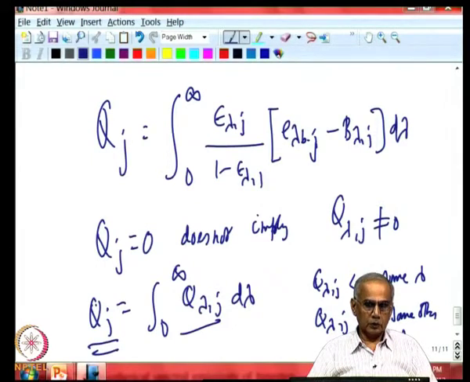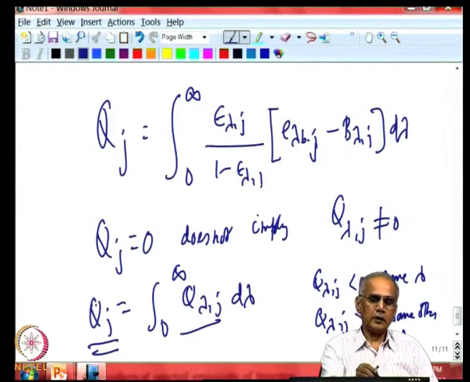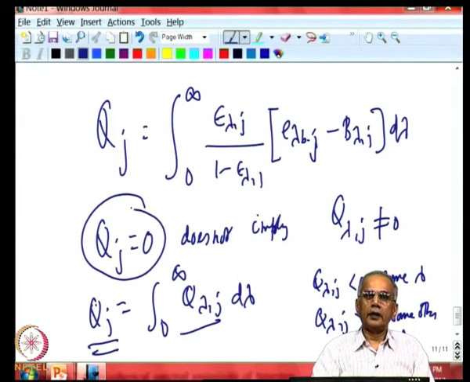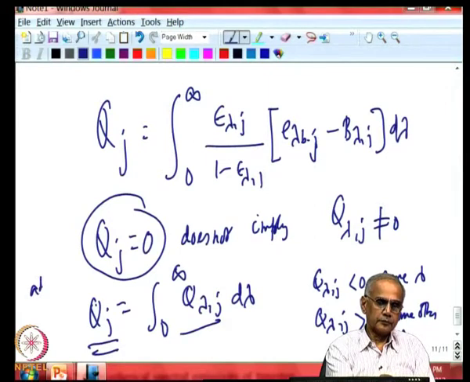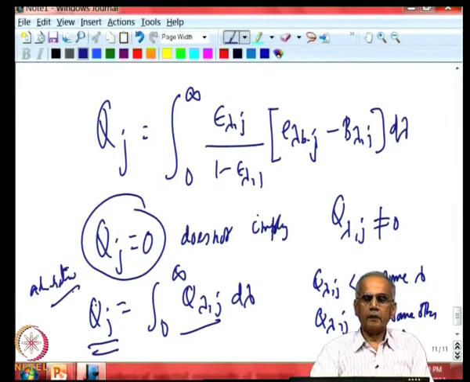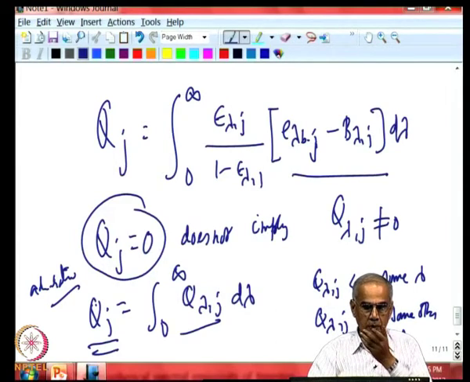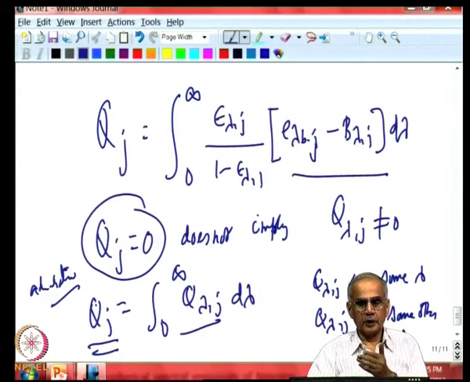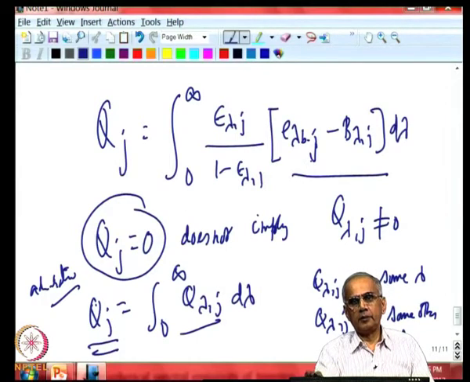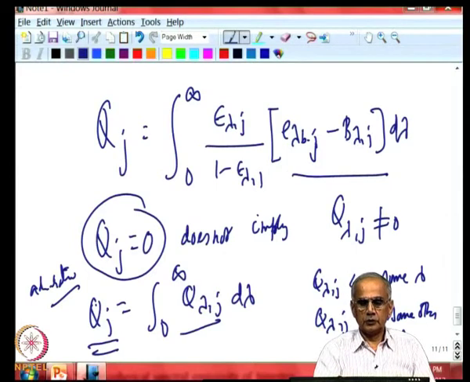So, this is what poses a special challenge in solving enclosure problems with non-gray surfaces. If one of the surfaces in the enclosure is adiabatic, then all you know is this integral is 0. That does not mean these two are equal. So, we cannot use this equation to infer anything about E lambda b j or B lambda j. So, all you can do is do an iteration. Iterative techniques are the only technique available.